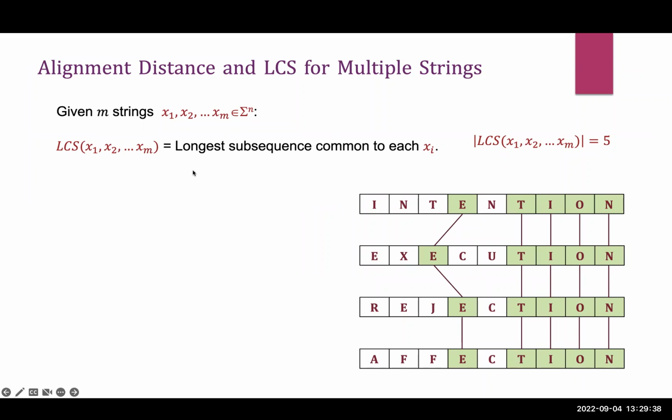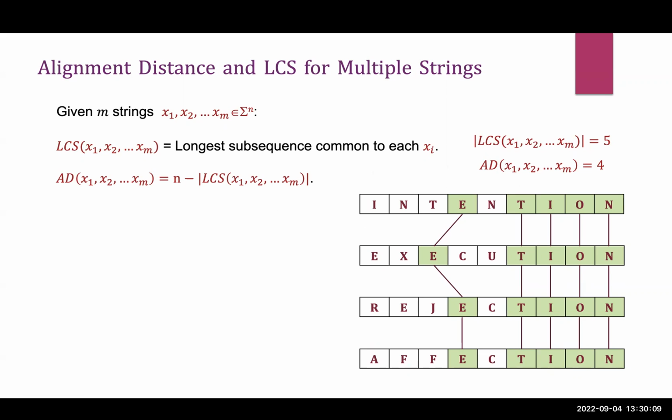Formally, the LCS is the longest subsequence that is common to each of the input strings. For example, here the longest subsequence present in all of them is ETION, and that's why the LCS length is 5. Alignment distance is a complement problem, where we measure the minimum number of characters that are required to be deleted from each of the input strings so that we can make them look similar. Here, as we have to delete 4 characters, the alignment distance is 4.